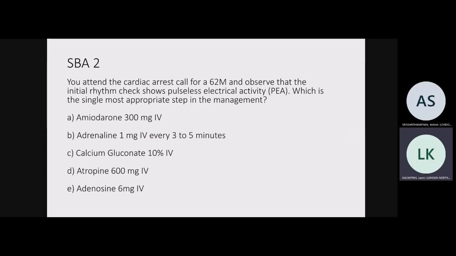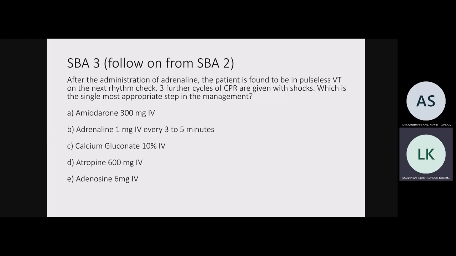So we've got lots of drug choices: amiodarone, adrenaline, calcium gluconate, atropine, and adenosine. In the interest of time, I will just go through the answers with you guys. So the answer is adrenaline, 1 milligram IV. We'll go through the pathways in a second.